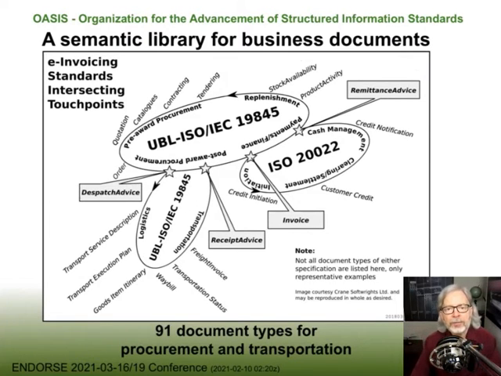I need to set the stage for my subset project by looking into some detail regarding the OASIS Universal Business Language. UBL, also internationally standardized as ISO IEC 19845, is a semantic library for business documents in the procurement and transportation logistics domains, such as purchase orders, invoices, and waybills. The semantic components in the library mesh very well with other international standards, such as ISO 20022, used in banking and payments.